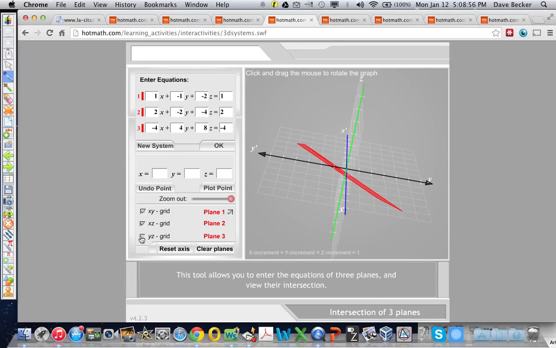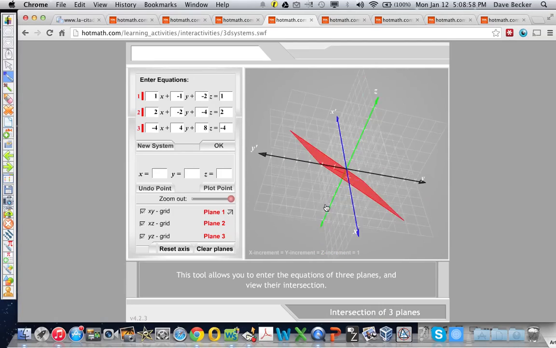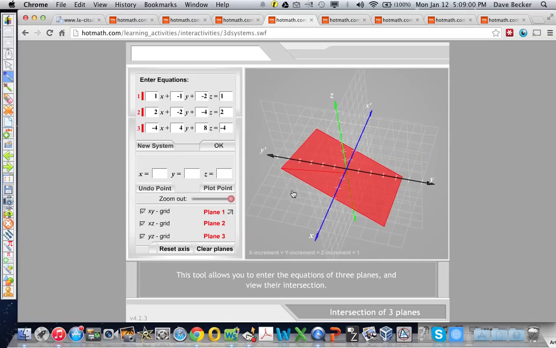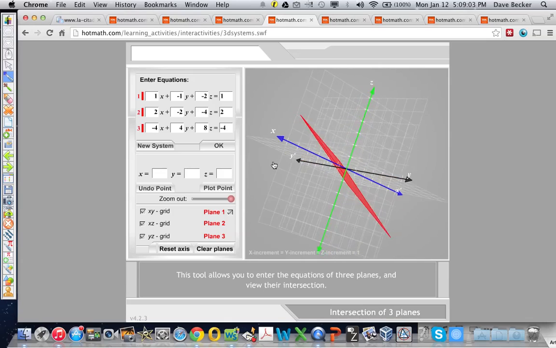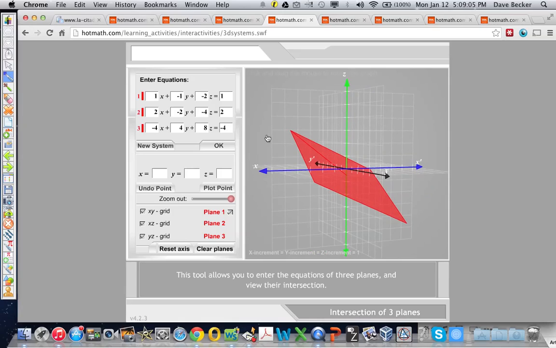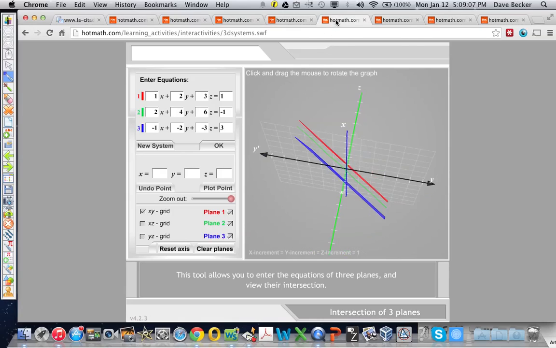This is kind of cool. I'm going to turn on all the grids so you can see a 3D version of it. Maybe a better 3D version. This is a 3D version. So there's certainly an infinite number of solutions there. If we go here, no solutions. All 3 planes are parallel.